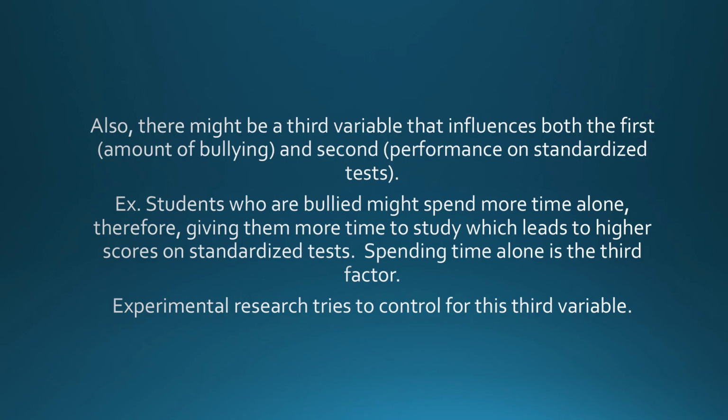And also, there might be a third variable that influences both the first, amount of bullying, and the second, performance on standardized tests. For example, students who are bullied might spend more time alone, therefore giving them more time to study, which leads to higher scores. So spending time alone would be even a third variable that explains both of them. Experimental research tries to control for this third variable. Correlational research cannot control for that third variable.